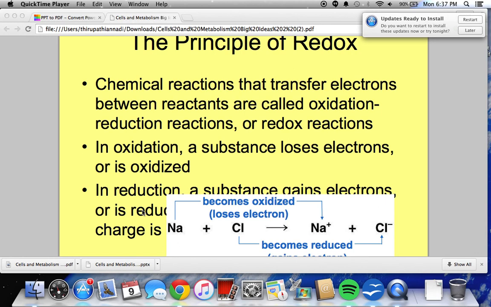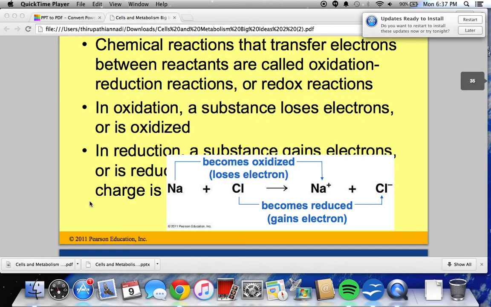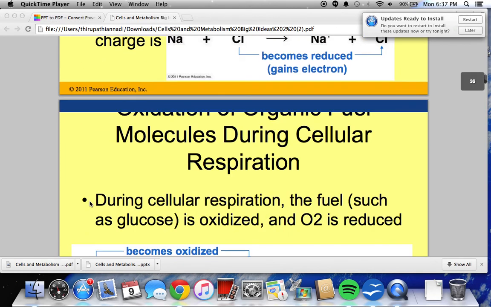Okay, so all the reactions that we're going to focus on in cellular respiration and photosynthesis are going to be redox reactions. That means that one molecule loses an electron and another one gains an electron. I'm sure you don't need to know the complexities behind this because this is not a chemistry class, but again, know that it's a transfer of electrons.